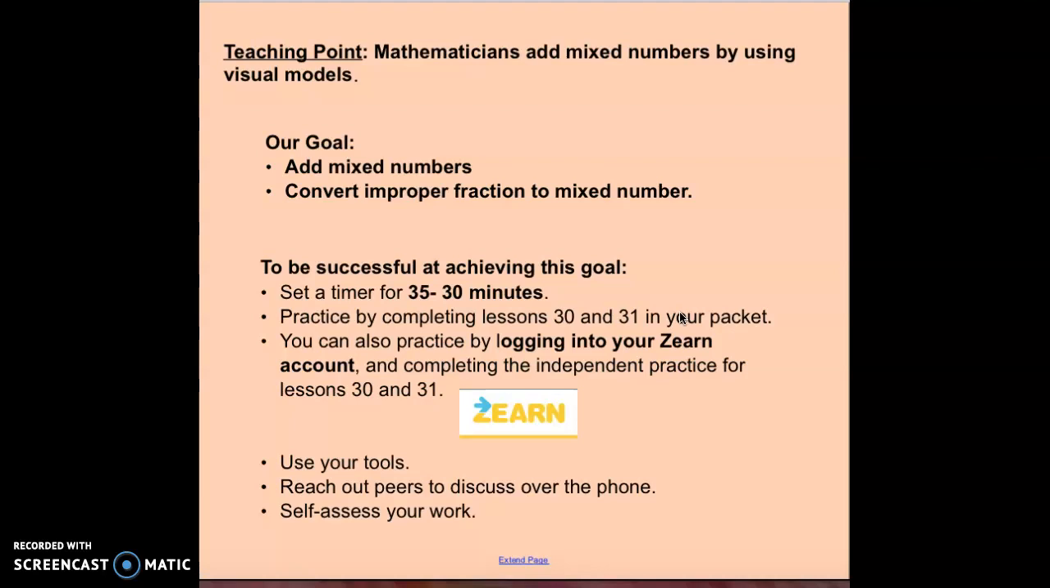I want you to remember to use your tools. They're there to assist you. You also have myself. You can give myself or any of your teachers a call or send a message. I also want you to peer assess and discuss with your peers over the phone. Give them a call and see how they're doing, and share your responses. And don't forget to always self-assess your work. Double check your work. Think about what you did. Think about, did you follow the right steps?